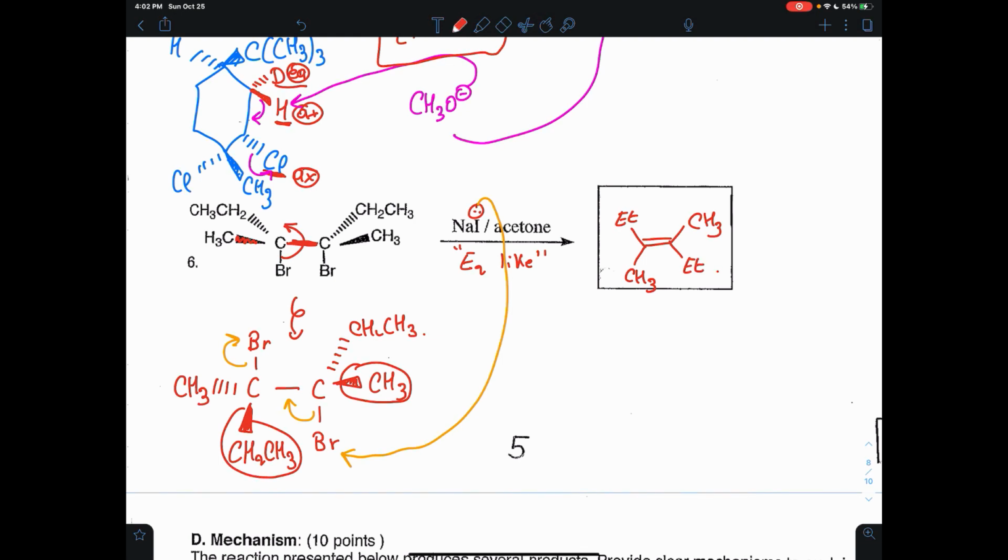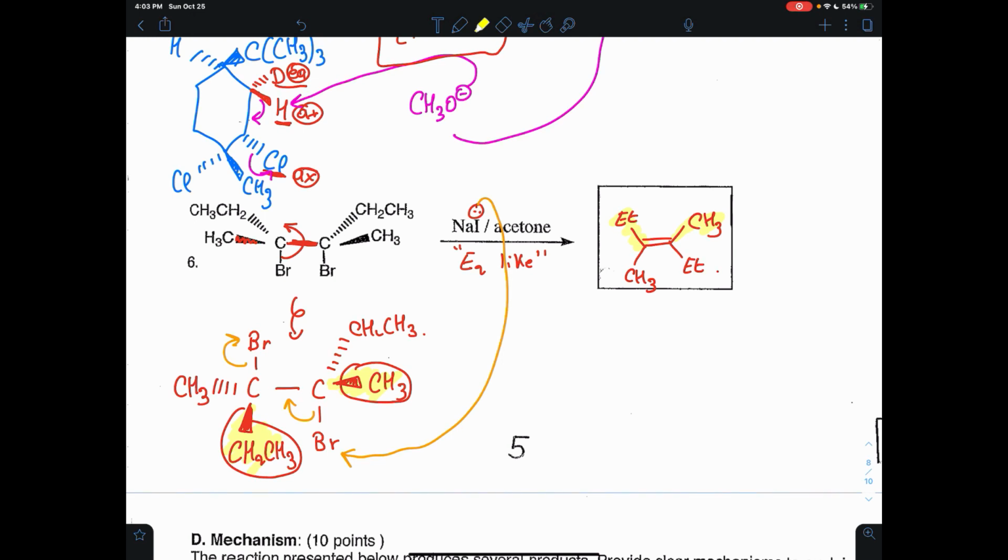Another thing is, it doesn't matter which one's going to point up and which one's going to point down. Just be consistent. Let's pretend I chose my wedges pointing up. My wedges are pointing up, both of them, and then my dashes are going to be pointing down. I can also flip it. I can have my dashes pointing up and my wedges pointing down. It does not matter. Just be consistent.